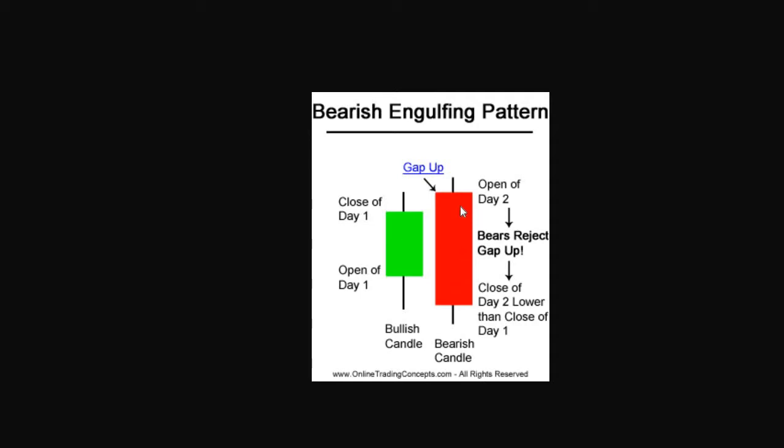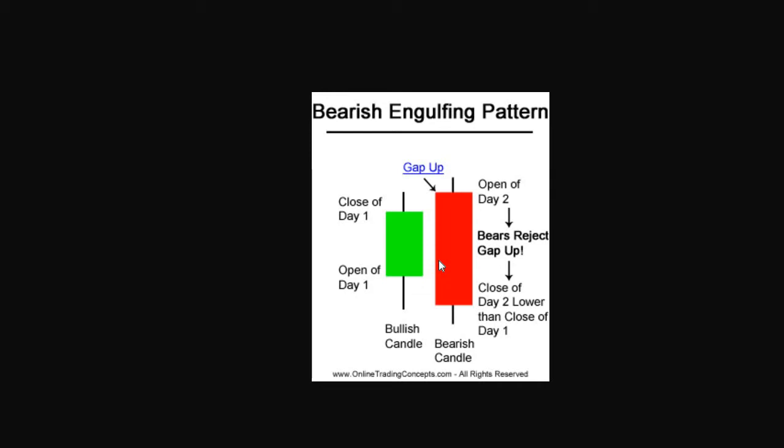There are two types of bar. You need to concentrate only when this pattern is formed in the chart. On day 1 it will be a green candle, on day 2 it will be a red candle. The red candle will open higher than day 1, but it will close lower than day 1. So if you see this pattern on any chart, it will be called bearish engulfing, and the result will be a lower or bearish market.